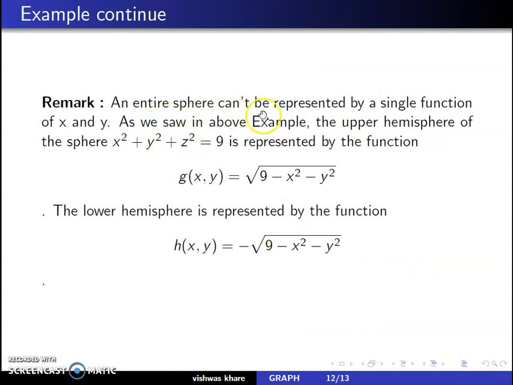Remark: an entire sphere cannot be represented by a single function of x and y. As we saw in the above example, the upper hemisphere of the sphere x squared plus y squared plus z squared is equal to 9 is represented by the function g(x, y) is equal to the square root of 9 minus x squared minus y squared. The lower hemisphere is represented by the function h(x, y) is equal to minus the square root of 9 minus x squared minus y squared.